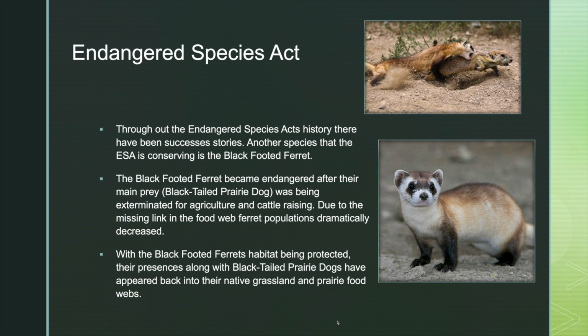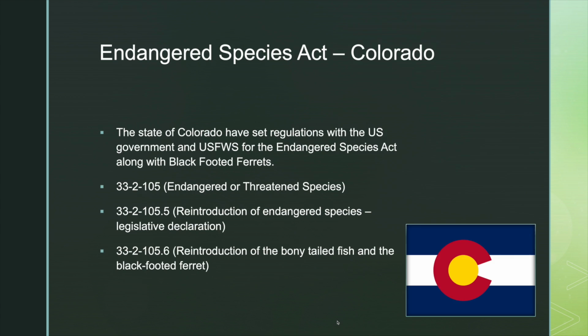Throughout the Endangered Species Act's history, there have been success stories. Another species that the ESA is conserving is the black-footed ferret. The black-footed ferret became endangered after their main prey, the black-tailed prairie dog, was being exterminated for agriculture and cattle raising. Due to the missing link in their food web, ferret populations dramatically decreased. With the black-footed ferret's habitat now being protected, their presence along with black-tailed prairie dogs have appeared back in their native grassland and prairie food webs.